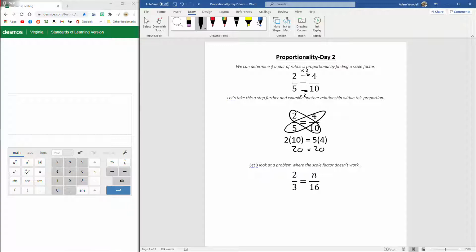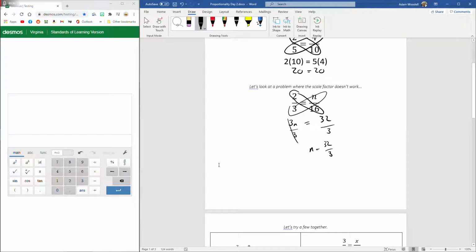Sometimes we can find those nice and easy scale factors, but other times we're going to have to use the cross multiplying method. So in this case here, we have 2/3 is equal to n over 16. There is no nice and easy way to find that scale factor, so looks like we're going to have to cross multiply here. 2 times 16 gets me 32. 3 times n gets me, well, I don't know what n is, so it has to be 3 times n. I could just leave it as 3n. And now, because it's a one-step equation, I'm going to divide by that coefficient, and I'm left with something that says n equals 32 over 3.